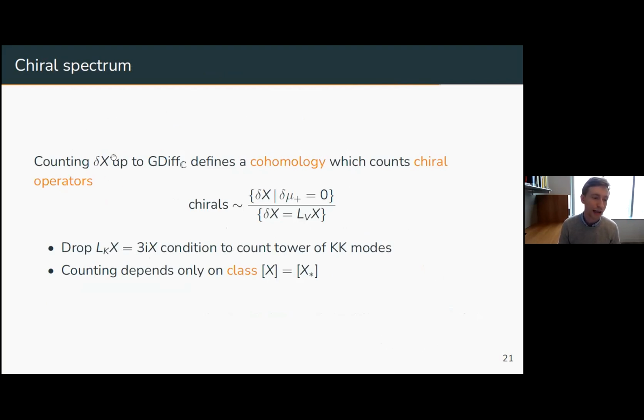So what we want to do is count deformations of X up to the action of the symmetry group, and this just defines a cohomology which counts the chiral operators for us. So it's just solutions to the mu plus moment map modulo symmetry transformations. And here we drop this condition that X is charge 3, so we can count the full tower of KK modes. And importantly, this counting only depends on the class of X under the action of the symmetry group. So we don't need to find the full solution, the full supergravity background. We can use the solution to the set of holomorphic conditions to do this counting.